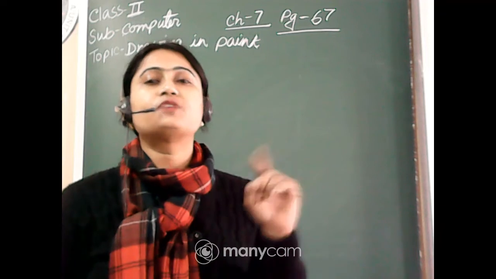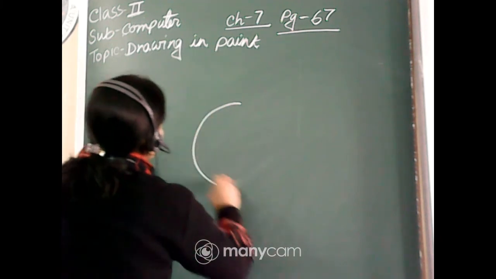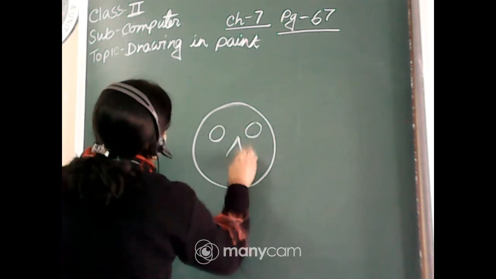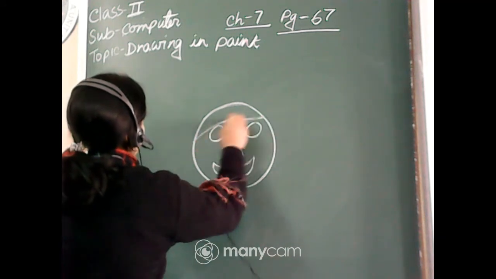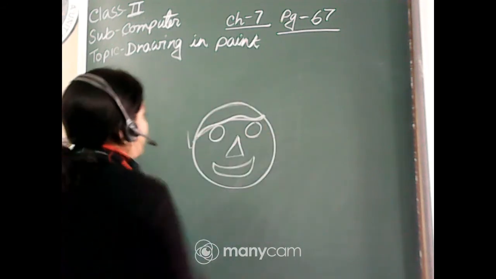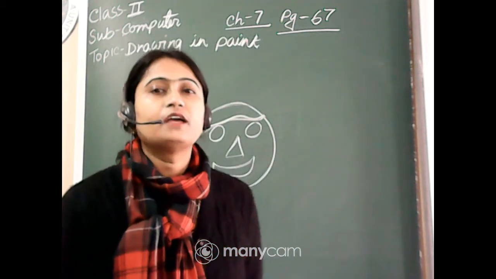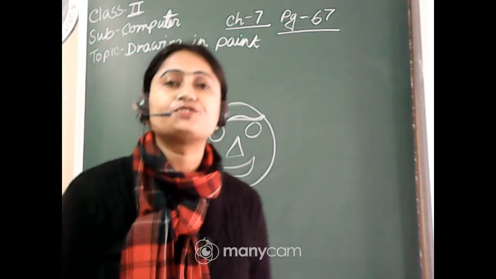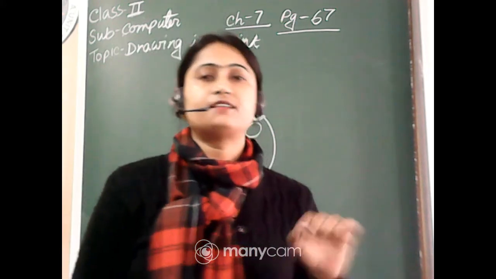Suppose you have drawn a fish like that and you want to rub this particular portion. What you have to do: first click on the Home tab. Under the Home tab there is a Tools group. From the Tools group you have to select the eraser tool. If you want to erase any part, then you have to select the eraser tool.